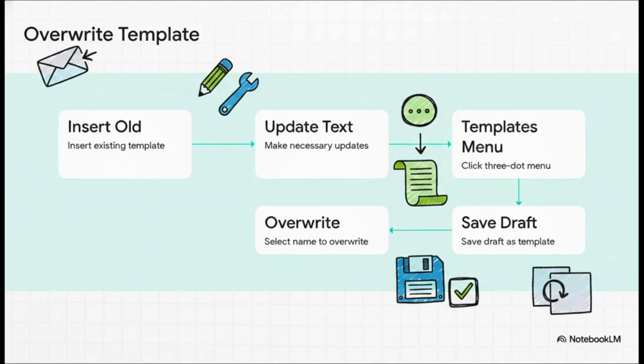Once it's looking perfect, click the three-dot menu, go to Templates, click Save Draft as Template, but this time, instead of saving it as a new one, just click the name of the existing template. Gmail is going to ask if you want to overwrite it. Just say yes, and boom, you are fully updated.